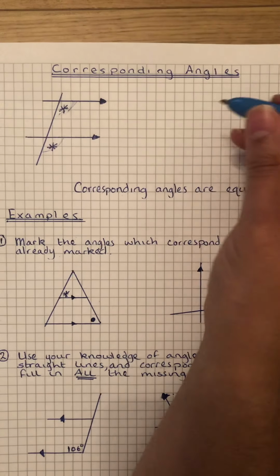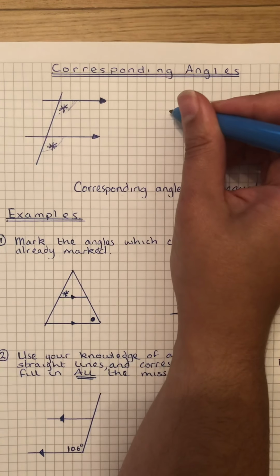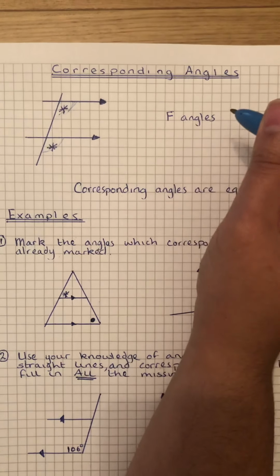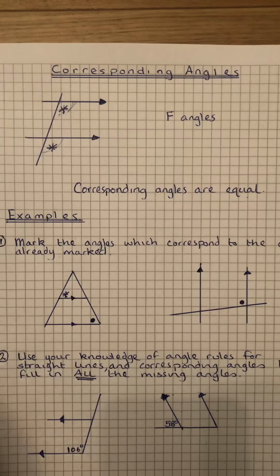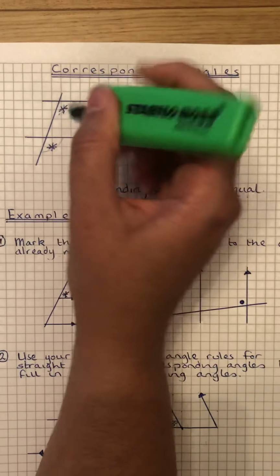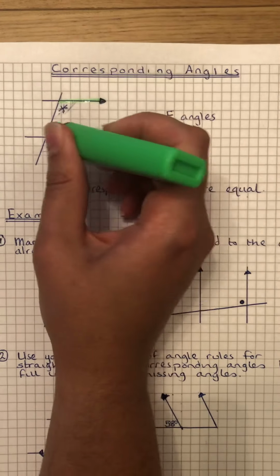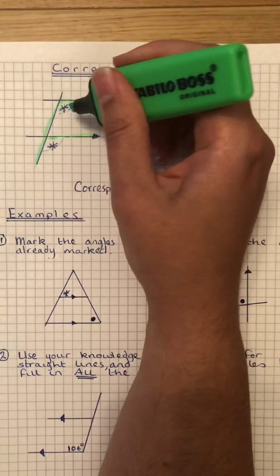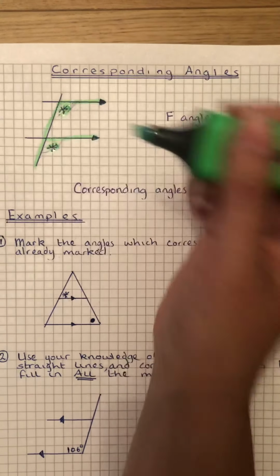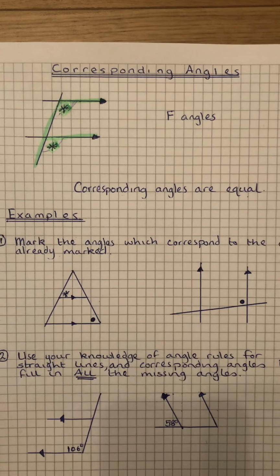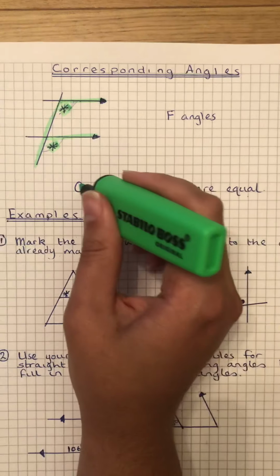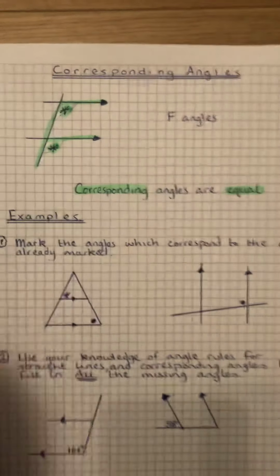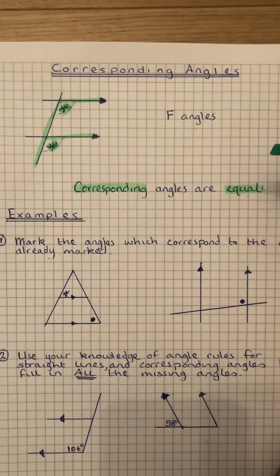Now, a little rule that sometimes helps, and they're often referred to as F angles. You probably can see it already, but we've got a little F shape here if I highlight it for you. So look at this. You can pick out the F shape, and then it means that you can highlight the corresponding angles within the F shape. So that's what you need to remember here. Corresponding angles are equal, and a lot of the time people refer to them as F angles.